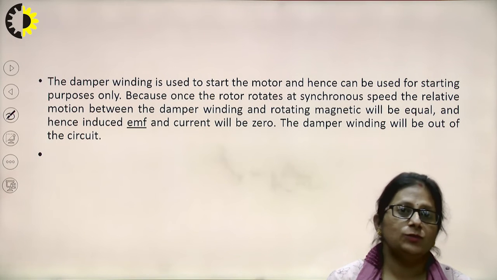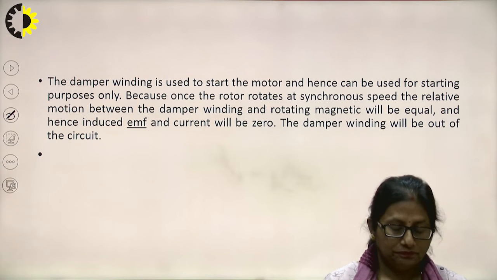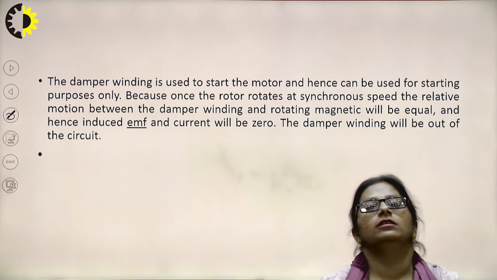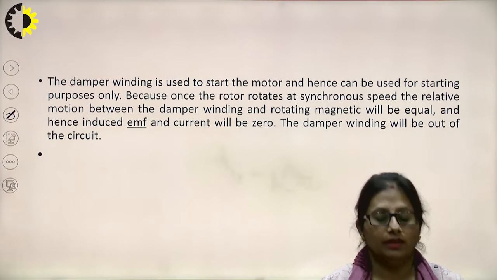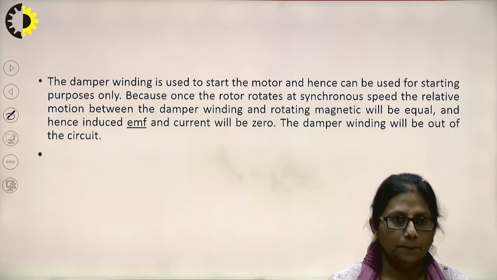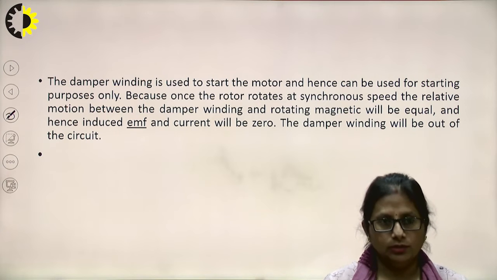But the disadvantage with this kind of starting is because of the rotor copper bars. The rotor circuit has a high copper loss. Because of that, the efficiency is comparatively lesser. That is one of the disadvantages with it.